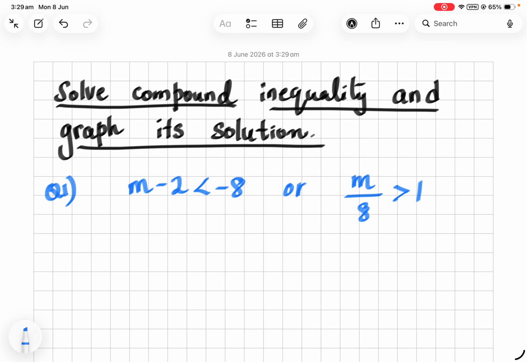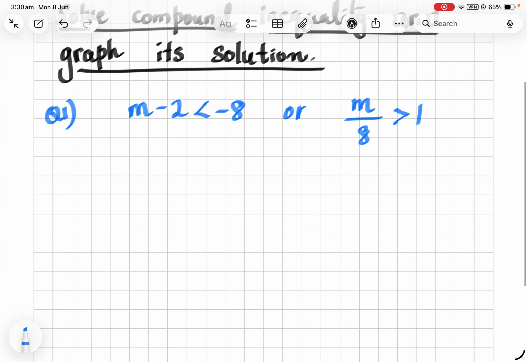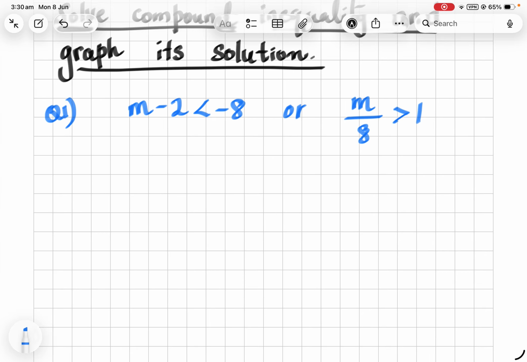Hello everyone, in this video I'm going to talk about how to solve a compound inequality and graph its solution on a number line. So here is a question: m minus 2 less than negative 8 or m over 8 greater than 1. Now you have to put these compound pieces of inequalities on one number line. So you would solve it independently and then graph it on one single number line.